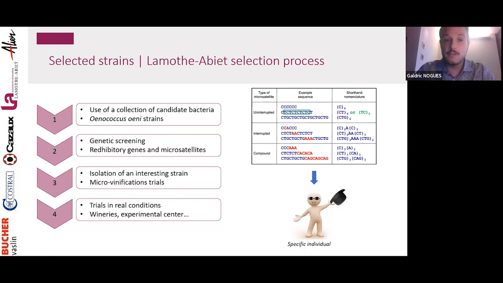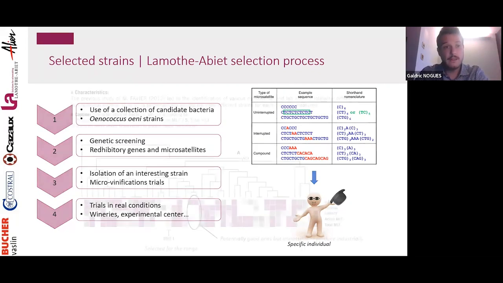Then we go ahead with the selection, with the isolation of interesting strains. We do microvinification trials to have a look at the kinetics, at the flavor, at the production of volatiles, etc. And finally, when we think we have found the good one, we go ahead and we do trials in real conditions with wineries, with partners, in our experimental center and so on. And then we end up with one bacteria that we wanted to have and that we selected.